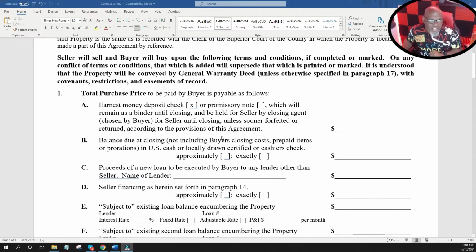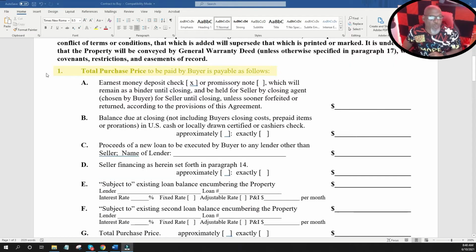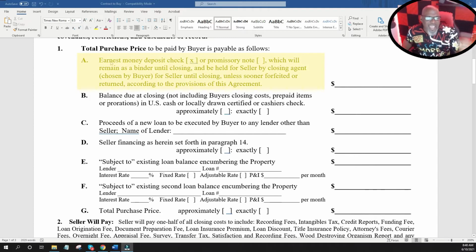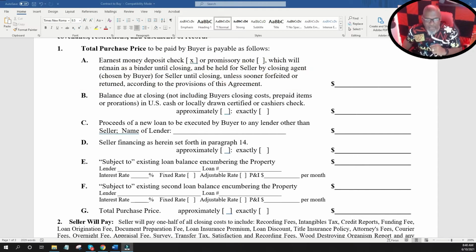Now, in this section here, where it says number 1, you're dealing with the actual financial terms of the deal. And let's break it down. Section A, the earnest money deposit. What goes in here is the dollar amount that you plan on giving the seller as an earnest money deposit. Number B, the balance due at closing.